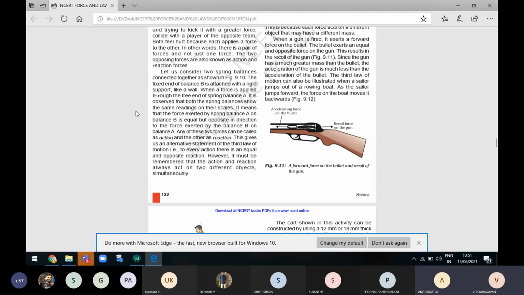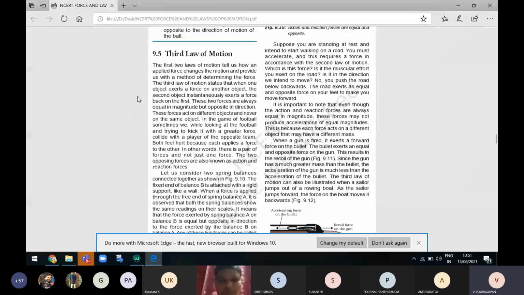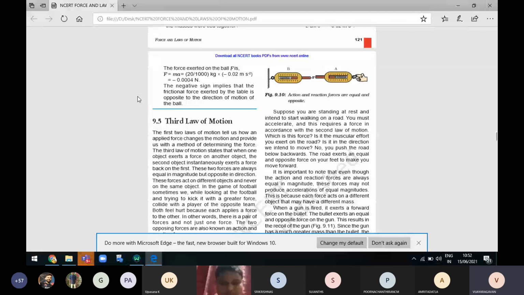Continue. However, it must be remembered that the action and reaction always act on two different objects simultaneously. See the figure there. Here we are taking two spring balances, one named A and the other named B. One spring balance, B, is fixed to the wall. You connect the opposite one, that is, we have two hooks, no? So the two hooks are joined there, and you pull the side A. Both will show the same mass, but in opposite directions. So one is the action and the other is the reaction. Here we are giving the action and the B side is showing the reaction. So action and reaction forces are equal, but in opposite directions.